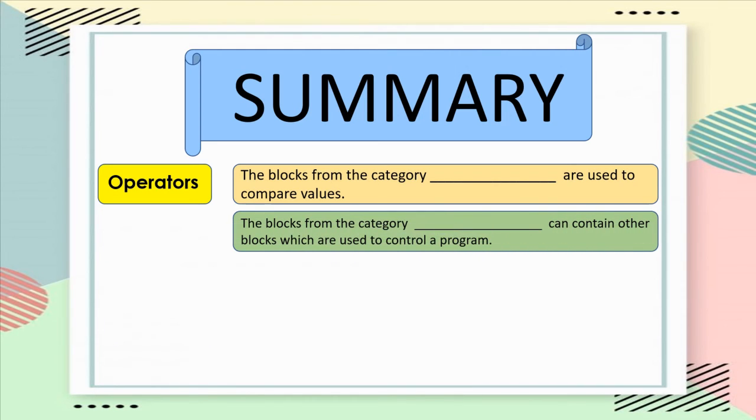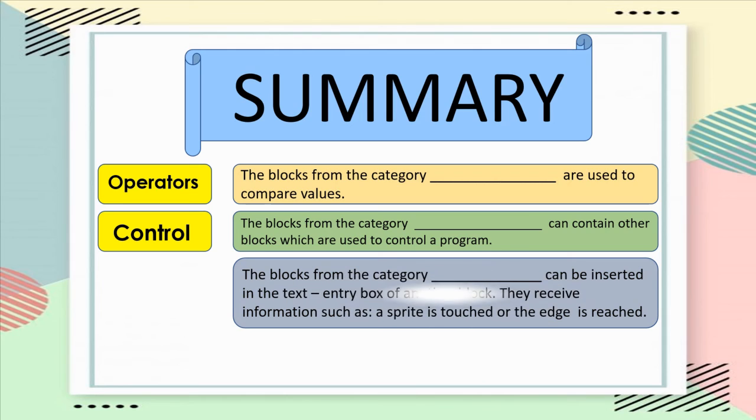Now let's have the second one. The blocks from the category blank can contain other blocks which are used to control a program. Here we have the keyword to control. So the answer is category control.